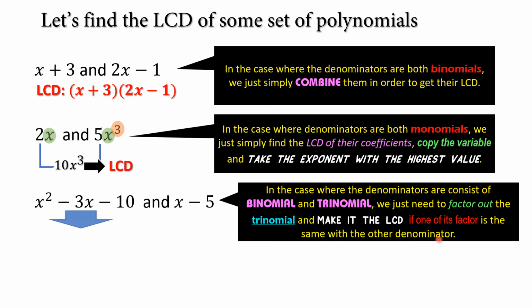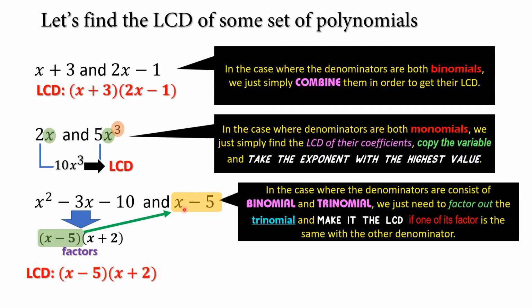Okay, let's try this. The factor of x squared minus 3x minus 10 is quantity x minus 5 times quantity x plus 2. As observed, we have x minus 5 as one of its factors, which is the same as the other denominator, which is also x minus 5. And therefore, quantity x minus 5 times quantity x plus 2 is the LCD of these two polynomials above. Okay, please take a look for a while, study for a while, on how we find the LCD of some sets of polynomials. I think you're good. Okay, let's proceed.